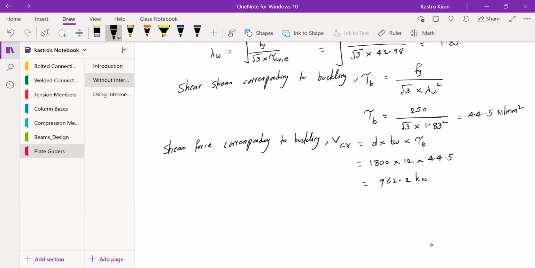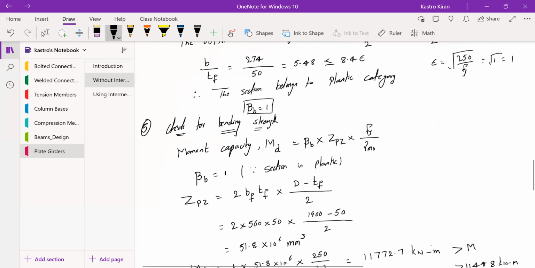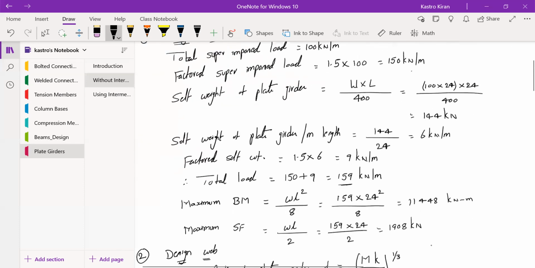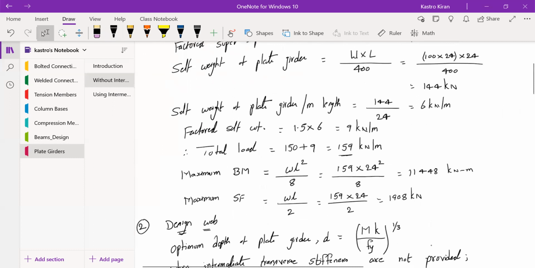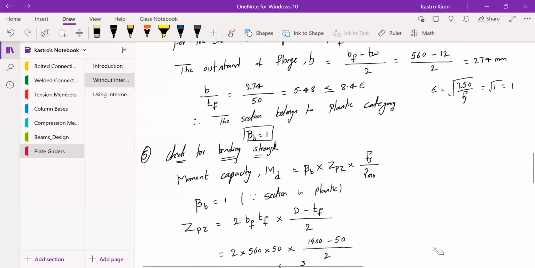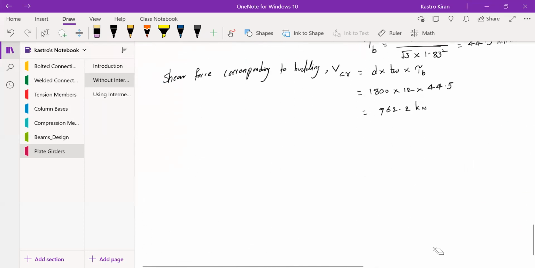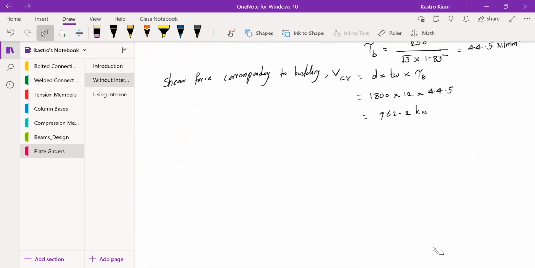Now, how will you identify whether the shear force obtained here is within safe limits or not? It must satisfy the requirement of the shear force we calculated in the first step, that is the maximum shear force. So the maximum shear force is 1908 kilonewtons. Let's see whether VCR is less than or greater than 1908 kilonewtons. It is obviously less than 1908 kilonewtons, which is V, the maximum shear force, WL by 2.